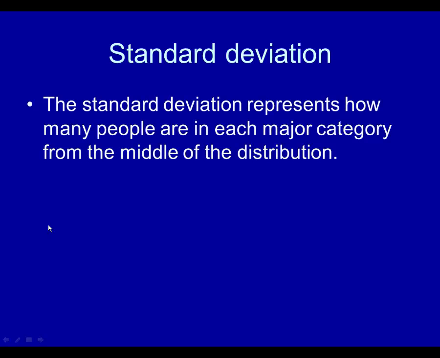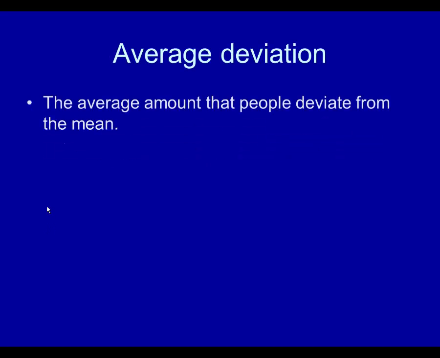The standard deviation represents how many people are in each category from the middle of the distribution. I want to tell you about the average deviation, not because you're probably going to use it or see it very often, but because it'll help you understand a little something about the standard deviation. The average deviation is the average amount that people deviate from the mean.